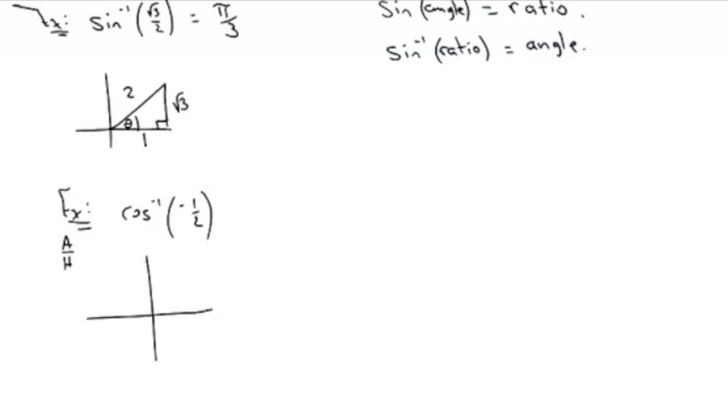It has to be second, because cosine inverse only works in the first and the second. So it's guaranteed to be a second quadrant angle. So you draw a picture. The bottom number is one, it's actually negative. The top one is two.